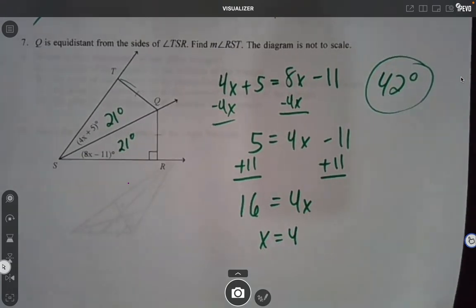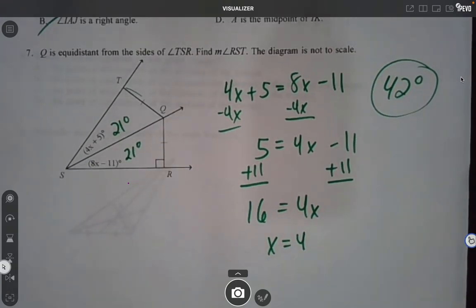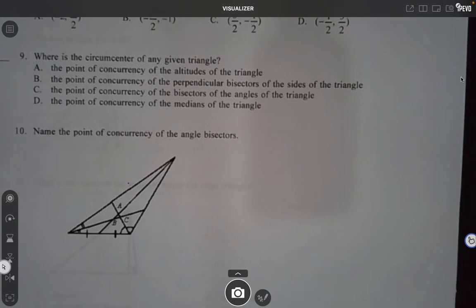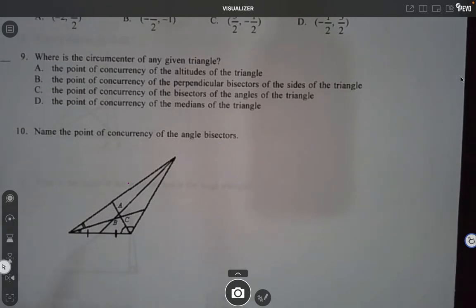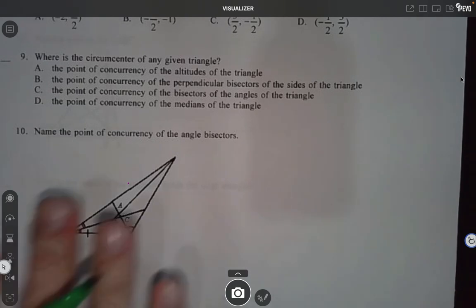We gotta keep going. We got stuff to do. So the answer was 42. It was both angles together. One angle was 21, the other angle was 21. Both together 42. All right.